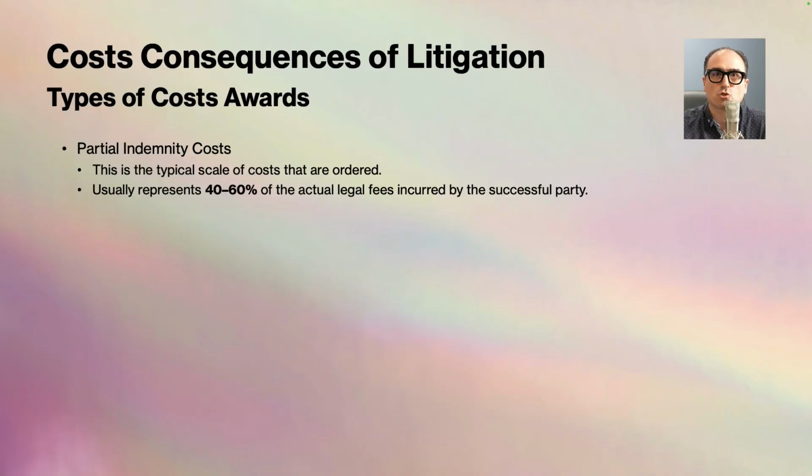And there are really three types of cost awards that a court may order. The first is called partial indemnity costs. And this is the most typical type of cost order that is made by an Ontario court. And it usually represents between 40 and 60% of the actual legal fees incurred by the successful litigant. Now, notice that I said legal fees and not all of the costs.